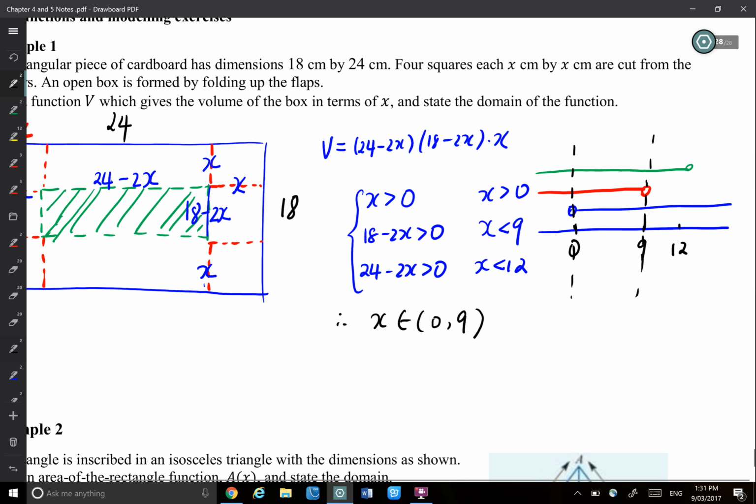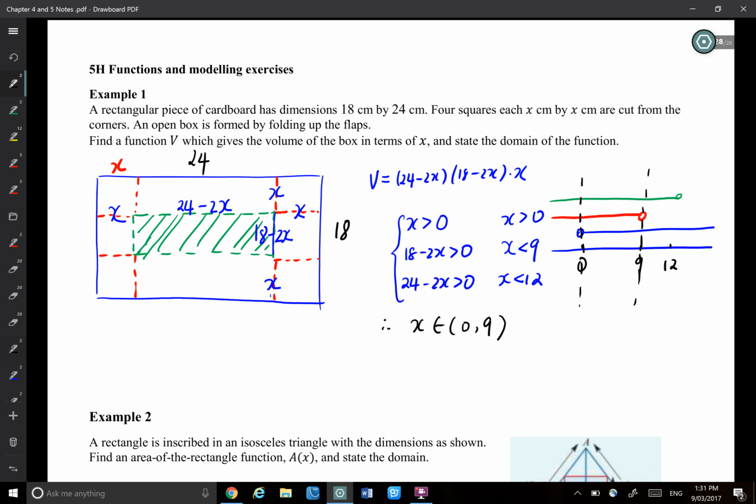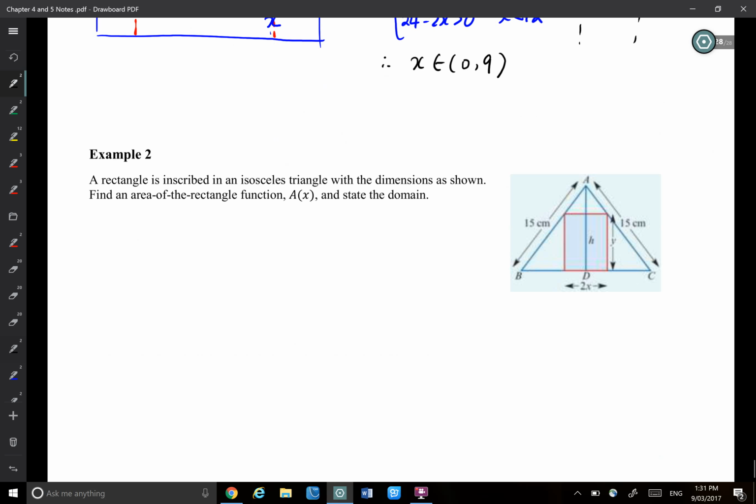Okay, so x belongs to 0 to 9. That's the domain, and that's the equation. Okay, let's have a look at example 2.